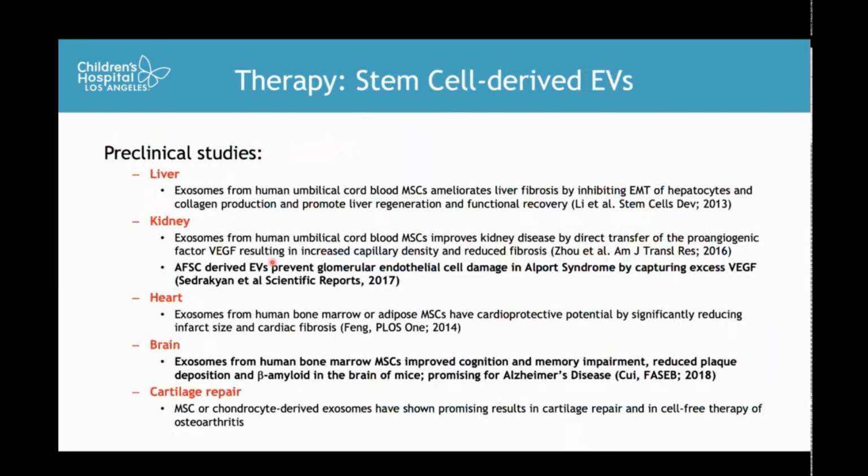There are a lot of preclinical studies in the effort of developing therapeutics which are derived from stem cells in all different types of diseases. I'm just going to give a few examples here. For example, in the liver, they found that exosomes from human umbilical cord blood mesenchymal stem cells ameliorate liver fibrosis by inhibiting epithelial mesenchymal transition of hepatocytes and promoting liver regeneration.